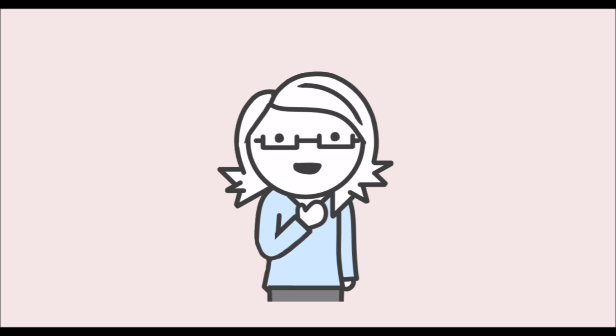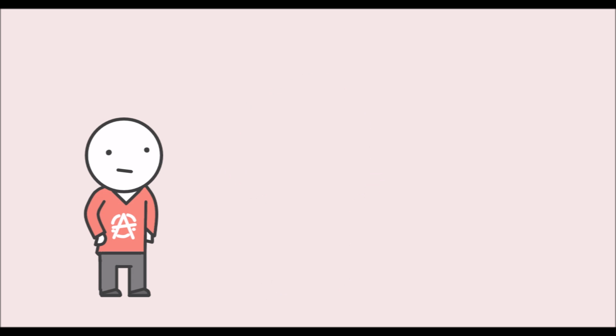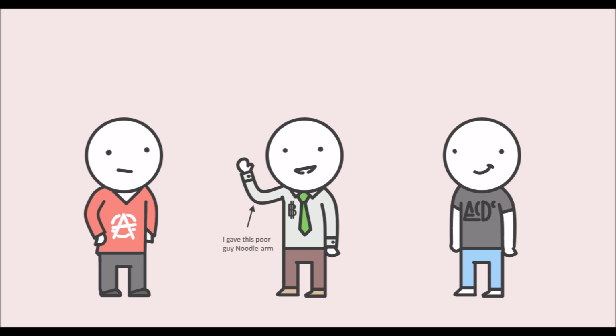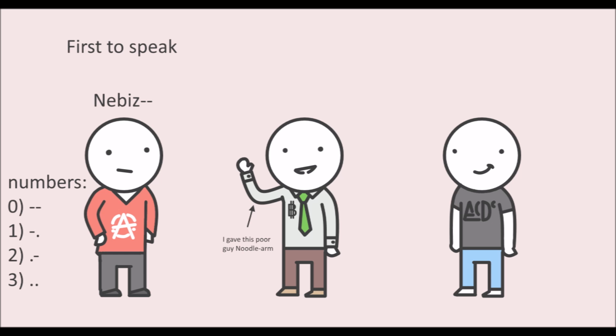Let me set up a scenario. Imagine if we have persons A, B, and C, and person A begins the conversation. When someone addresses person A, including person A, it is known as nebiz0, and if person B is the next to speak, then person B is referred to as nebiz1, and person C is nebiz2.